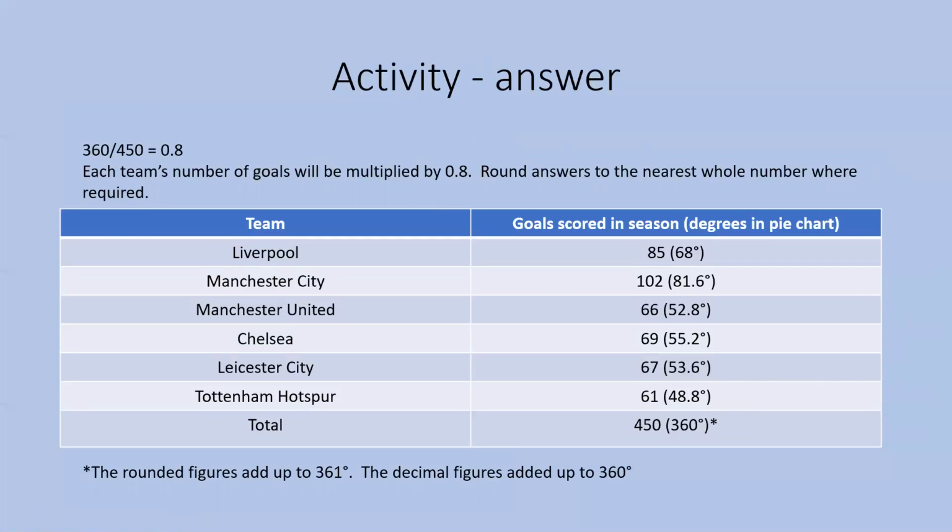And the reason why I said do the degrees to 1 decimal place where possible is because when we add all of those figures up, including the 1 decimal place spots, they add up to 360, whereas I found when I rounded the numbers up to the nearest whole number, I ended up with answers of 361 degrees.